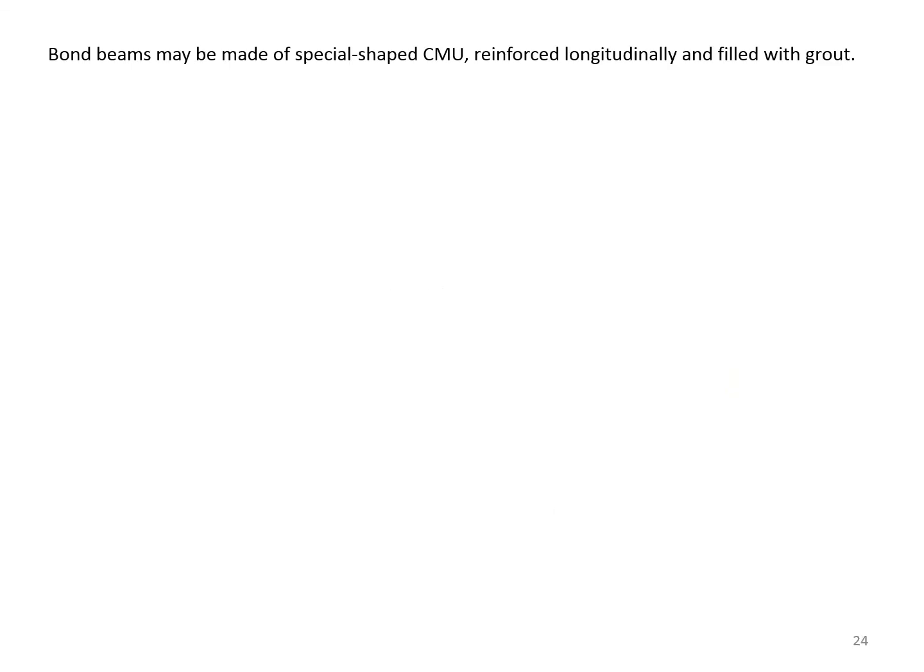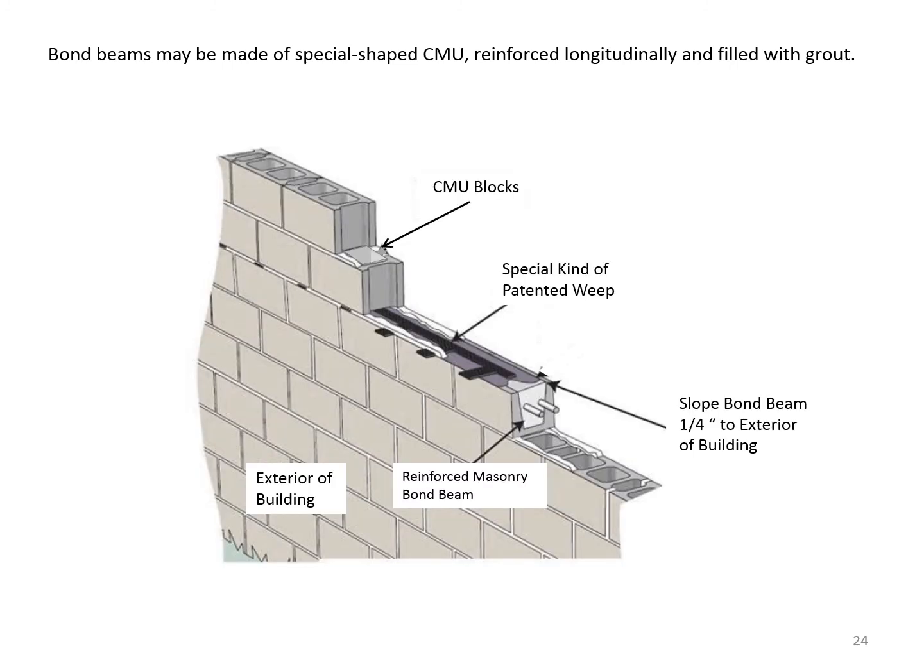Bound beams may be made up of special shaped CMUs, as we said before, reinforced longitudinally and filled with grout. Here is an example. You'll see that the reinforced masonry bound beam has a U shape, has 2 bars in it, and is filled with grout.